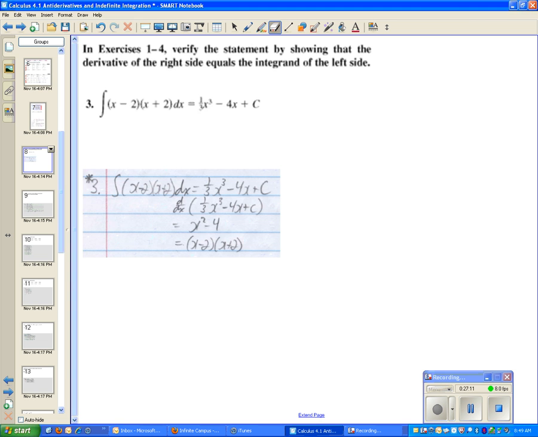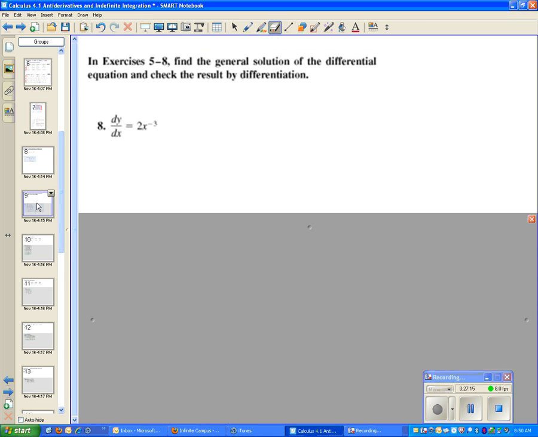We good with number 3? Number 8. Find the general solution of the differential equation and check the result by differentiation.